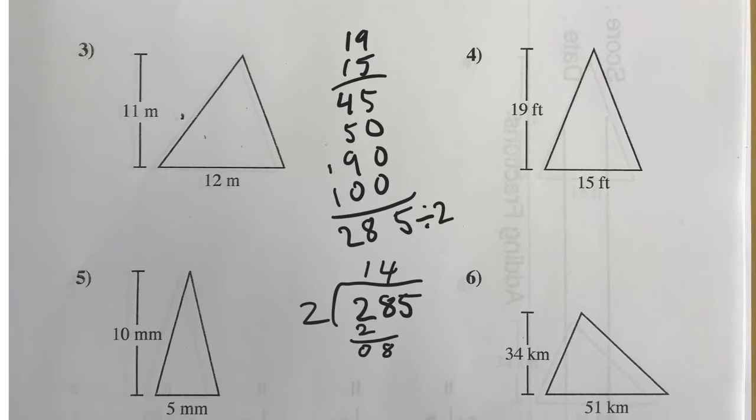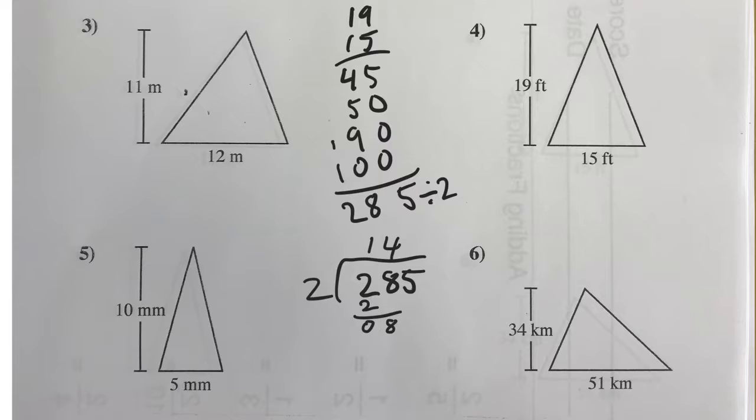Or you could do partial quotients, or the Big 7 method. But if I do it like this, I have an answer of 142 with 1 remaining, and I'm going to turn that into a fraction. So it's going to be 142 and 1/2 is the answer.